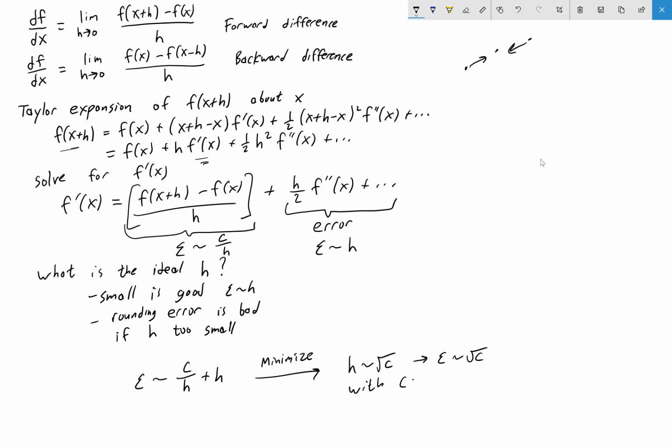And so with c being about 10 to the negative 16 for most computers, this depends on operating system and Python version, but I'd bet money that it's 10 to the minus 16 for you. We plug that in, and we get that the ideal h here is not just some small number, but specifically it's about 10 to the minus 8. And that would then give us errors of 10 to the minus 8.